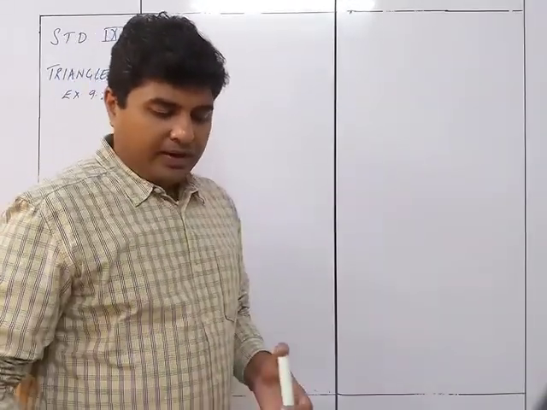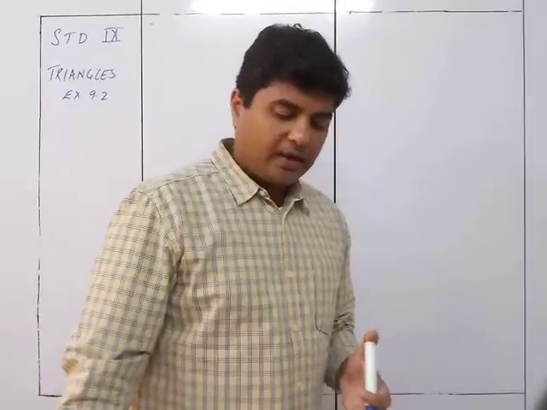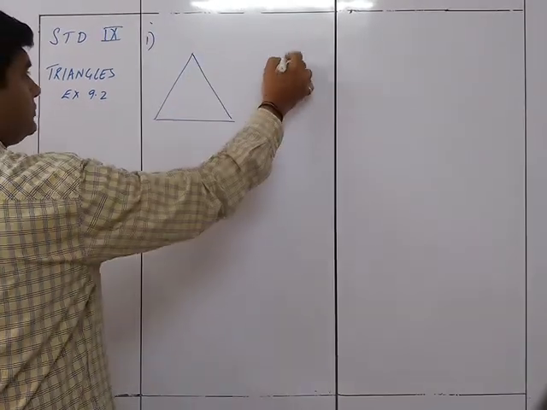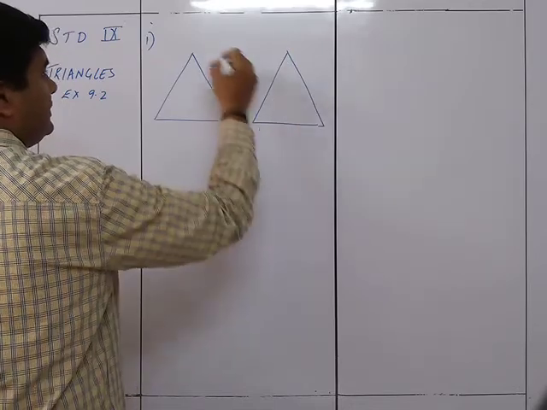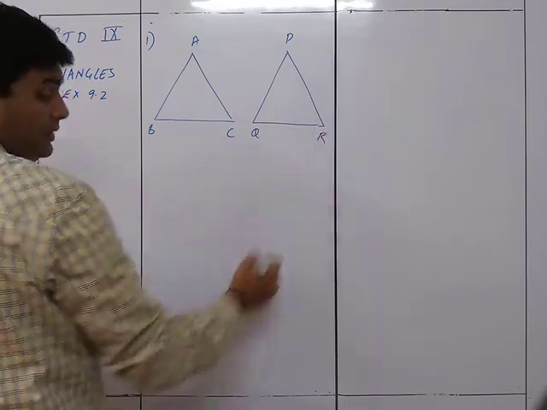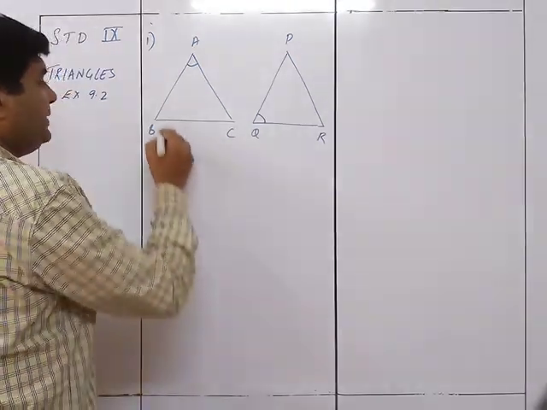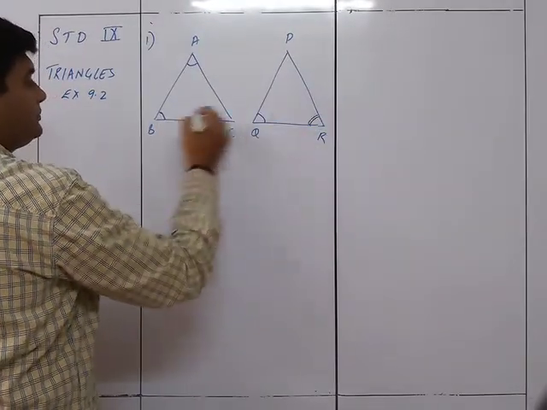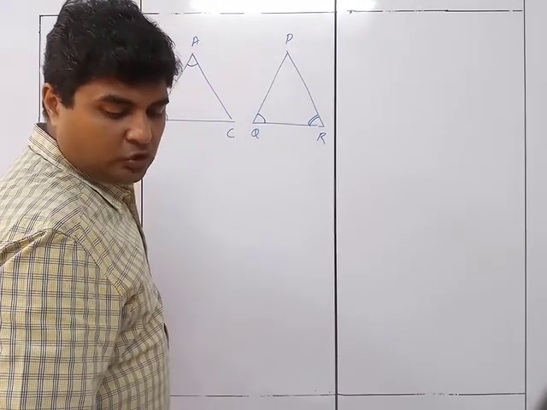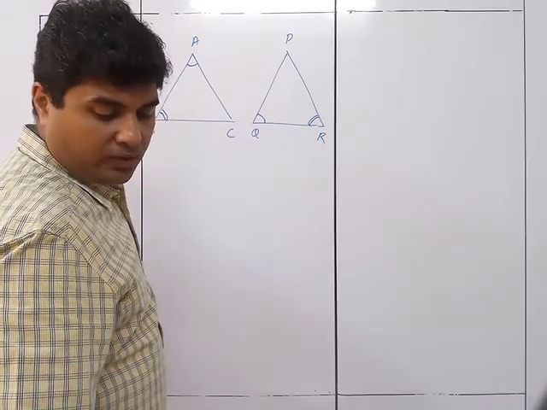First sum: in triangles ABC and PQR, angle A is equal to angle Q, angle B is equal to angle R. If I draw two triangles over here, ABC and PQR, they are given that angle A is equal to angle Q, angle B is equal to angle R. Which side of triangle PQR should be equal to side AB of triangle ABC, so that the two triangles are congruent? Give reason for your answer.